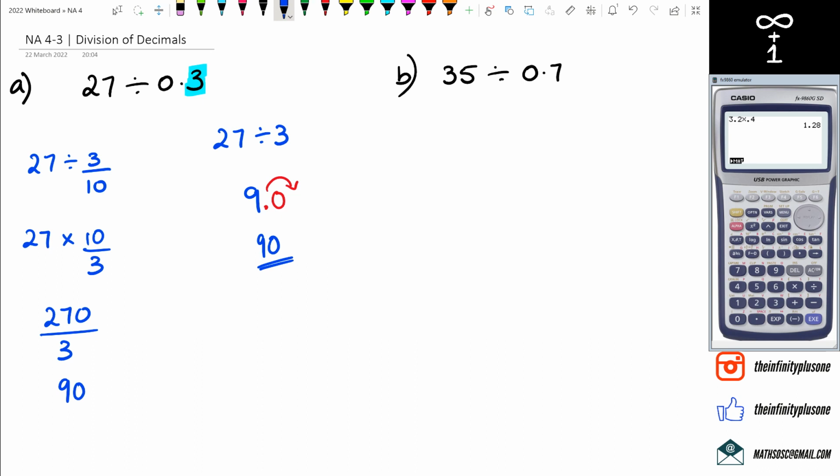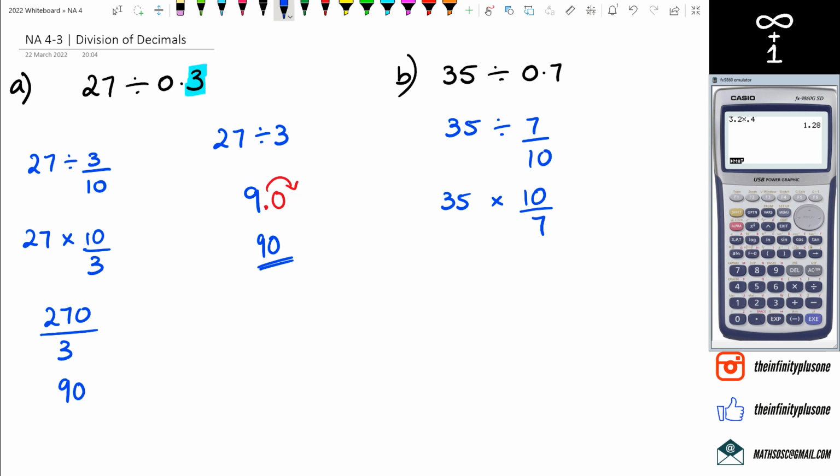All right. And again, if that's a bit challenging, then I would say stick with the reciprocal method, because the reciprocal method is just going to work as well as the other one. So with question B, I'm going to do it the reciprocal method. So I've got 35 divided by 0.7, which is 7 over 10, which means I've got to go 35 multiplied by 10 over 7, because the reciprocal of 7 over 10 is 10 over 7.